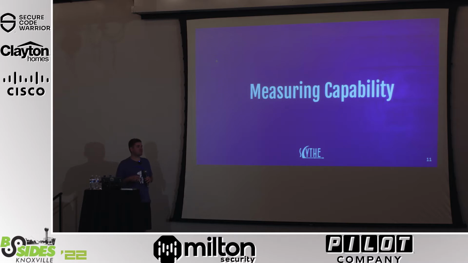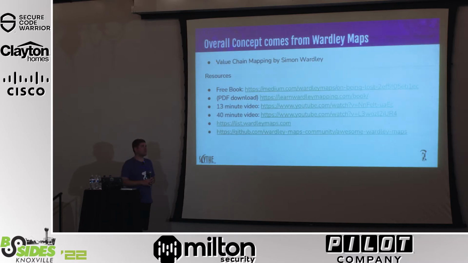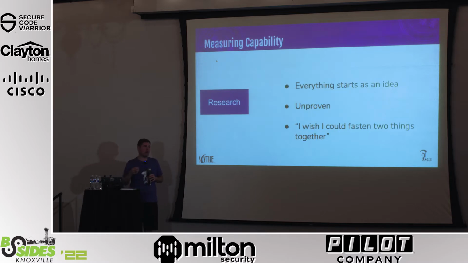So how do we measure this capability and how adversaries are looking at it? The overall concept of this comes from something called Wardley maps. Simon Wardley does value chain mapping, and the idea behind this was that it was something for looking at how to map businesses in competition. I sort of took it, butchered it a little bit, and broke it down into InfoSec terms, into three major bins when you're measuring capability.